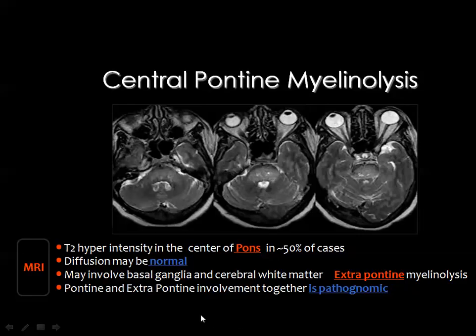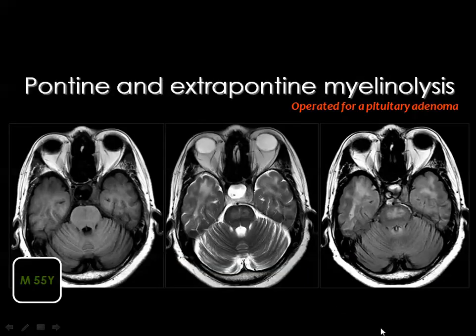Also, there are some myelinolysis changes outside the pons, usually seen in the temporal lobe and in the basal ganglia. The presence of pontine and extrapontine involvement is almost pathognomonic of this disease. Then, if the patient has a recent surgery or has been subjected to one form of electrolyte imbalance, this lesion can be predicted from imaging.